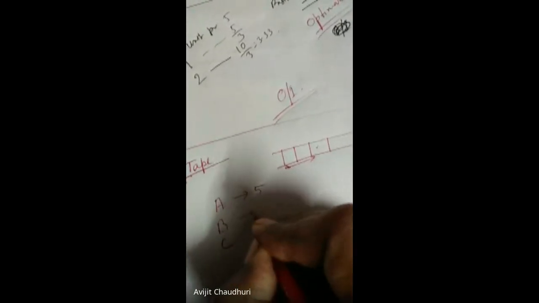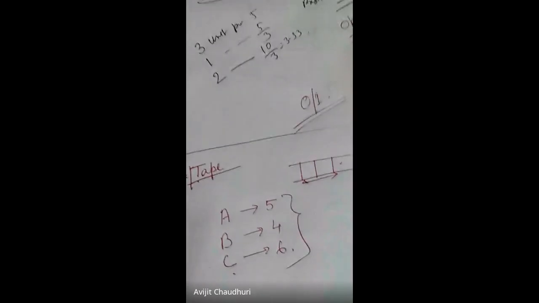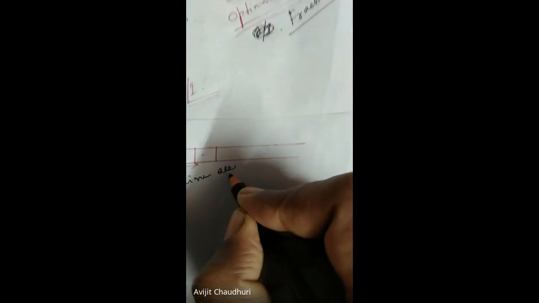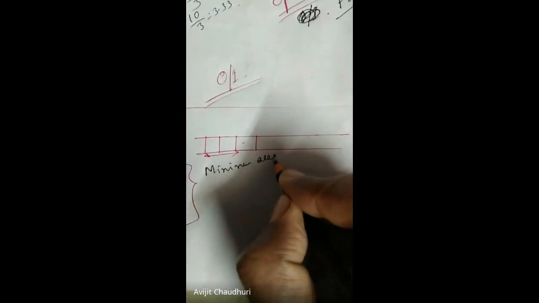Yes, sir. So here, suppose I have three songs A, B, C, and here for A this is 5 minutes time, B for 4, and C for 6. Suppose now in which order this A, B, C can be arranged by which minimum average waiting time will be there? BAC. How could you tell that directly? We have to calculate.